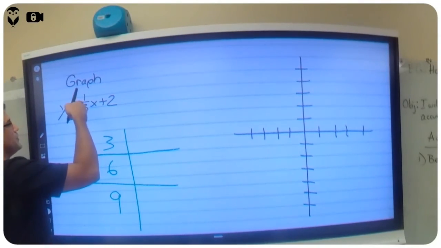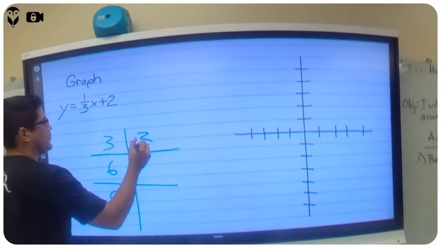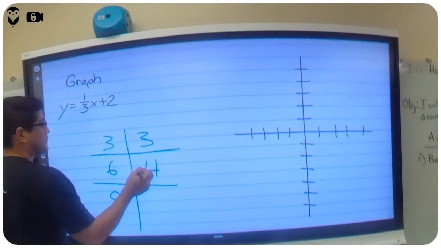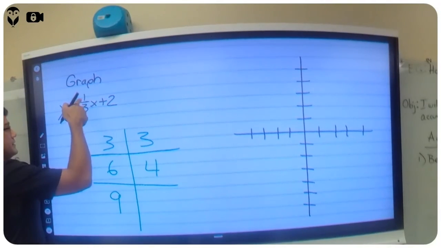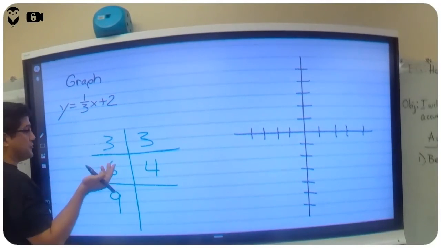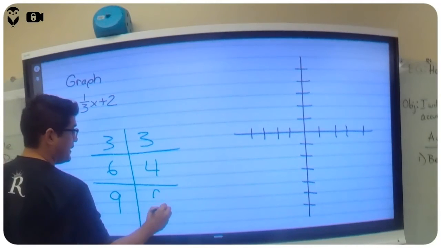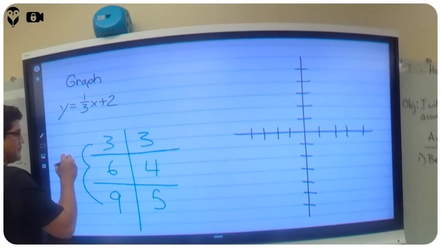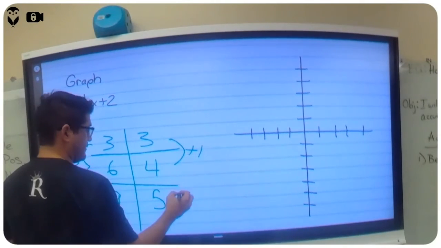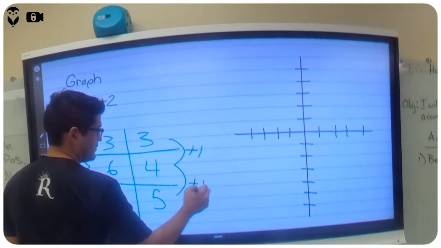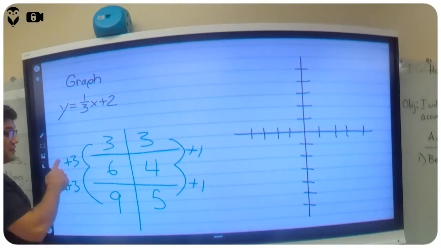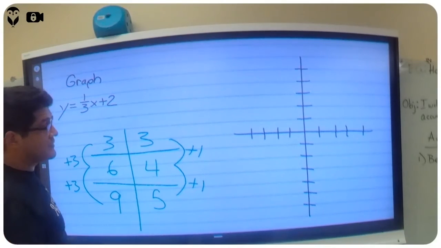So 3 times 1/3 is 1, plus 2 equals 3. 6 in here, 6 times 1/3 is 2. 2 plus 2 is 4. 9 in here, 9 times 1/3 is 3. 3 plus 2 is 5. These are going up by 3, and these are going up by 1, which means it's linear. That automatically means it's linear because 3 over 1 and 3 over 1 make the same fraction.